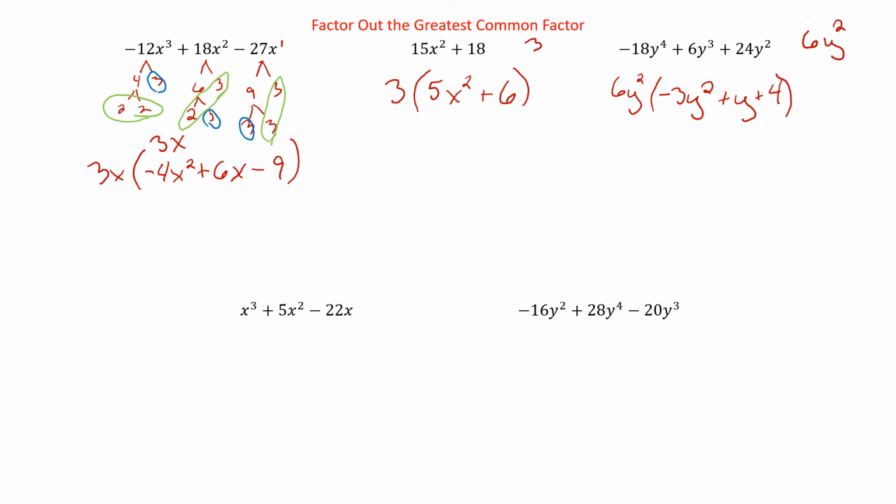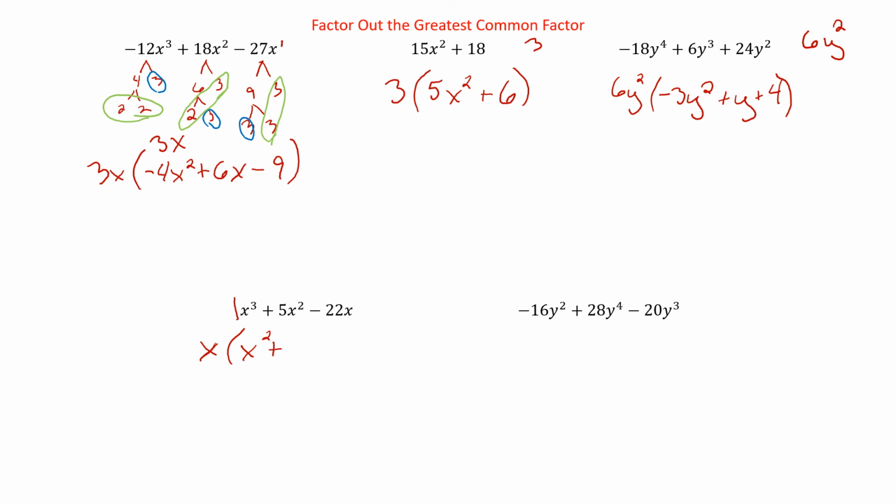So in this first one, the greatest common factor between the numbers is just going to be 1 because we can't go lower than that. So how many x's do we need? Well, they all have at least one x. So we're going to take out an x. Well, x times what equals x cubed? That's x squared.